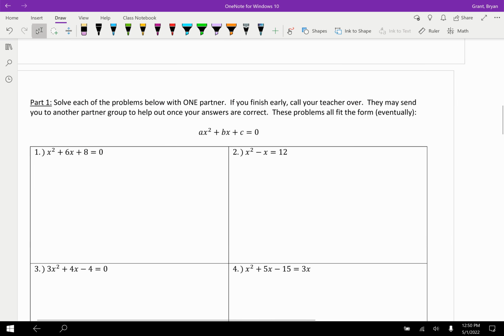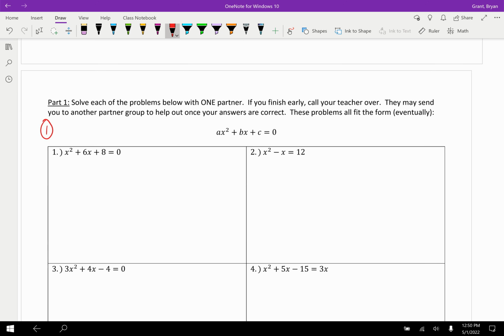As a reminder, there's a couple steps here. The first thing you're going to need before you even start to factor is you need to make sure that your equation equals 0. If your equation doesn't equal 0, you need to do that first, and we did that last class. And then second, you are going to factor with the box, or without the box if you're very confident with factoring. Once you're done with that, call your teacher over, we'll check your work, and we'll send you on to the next page.